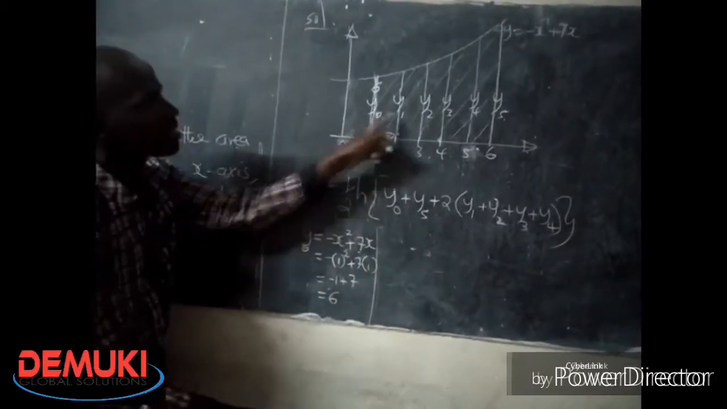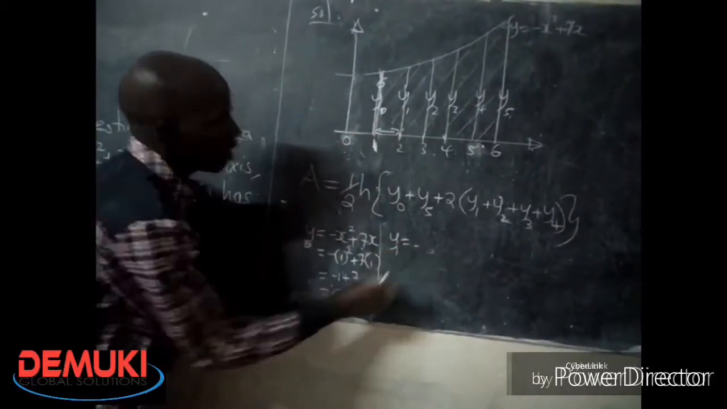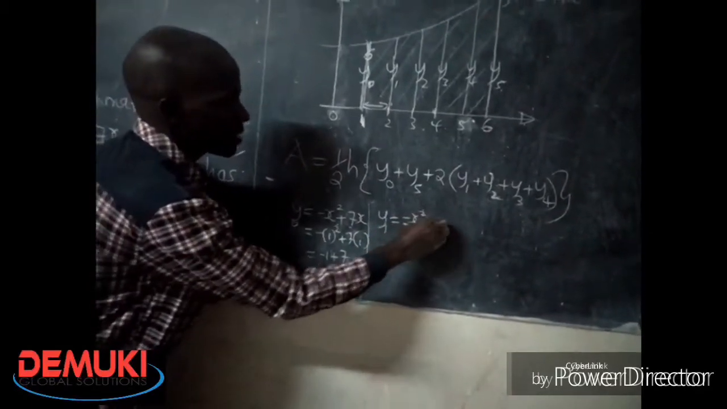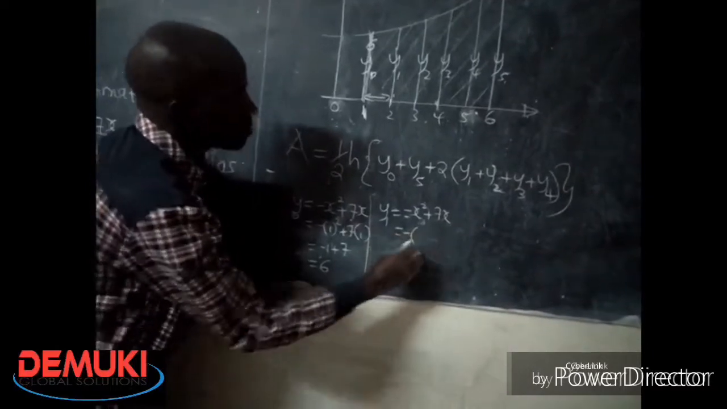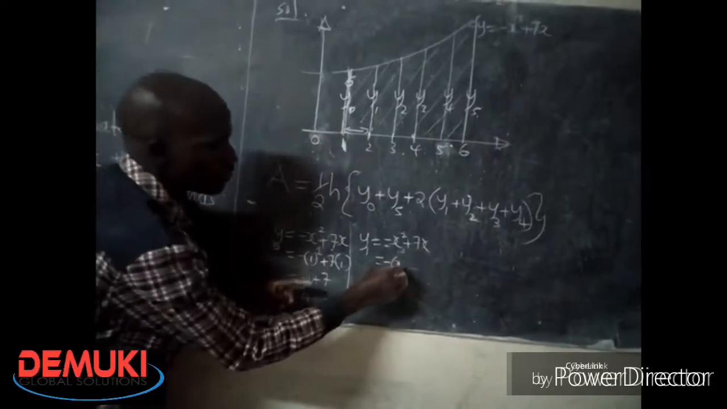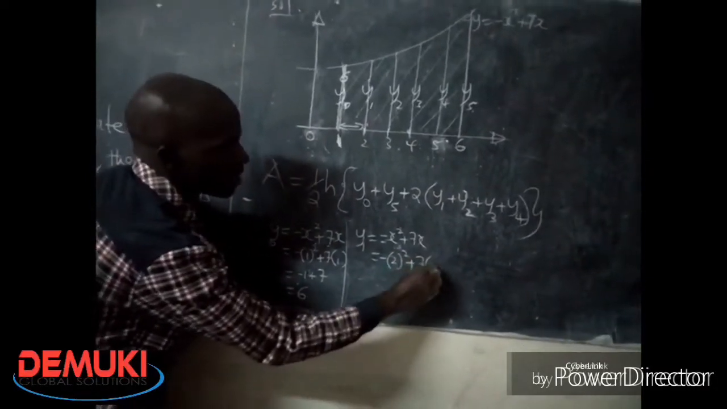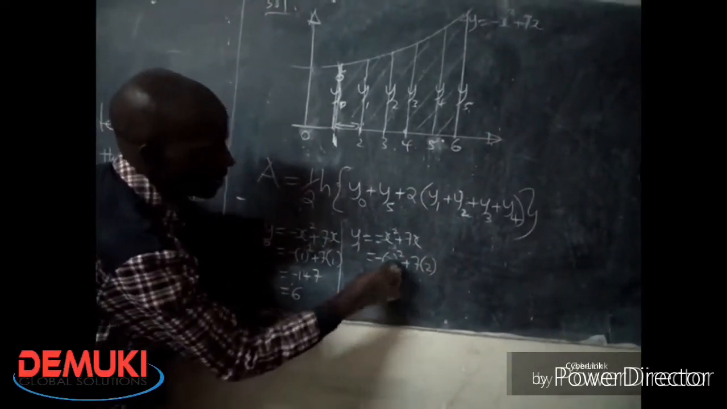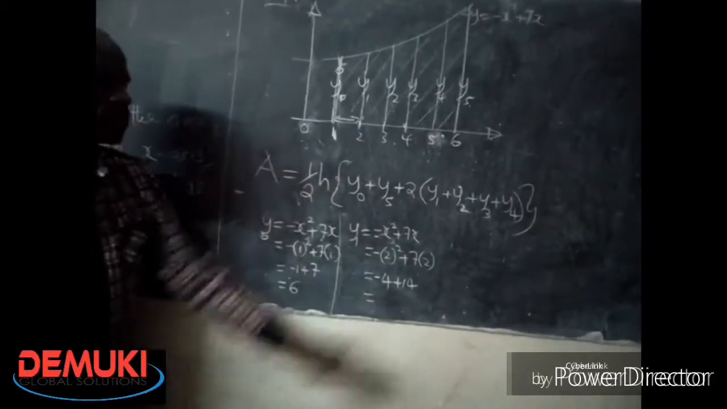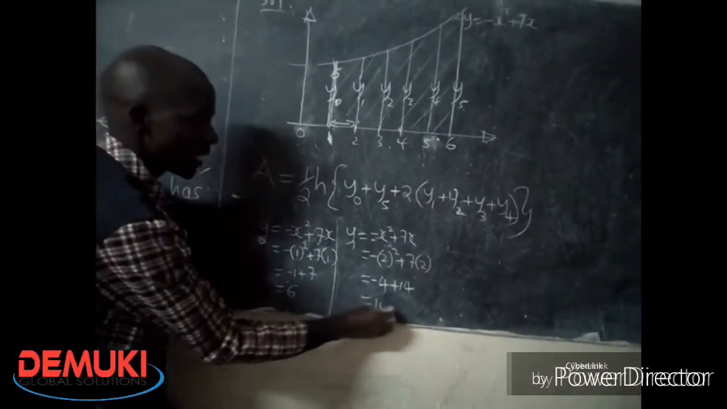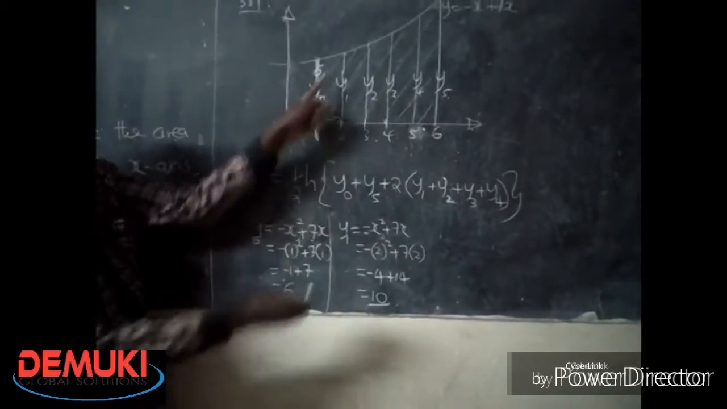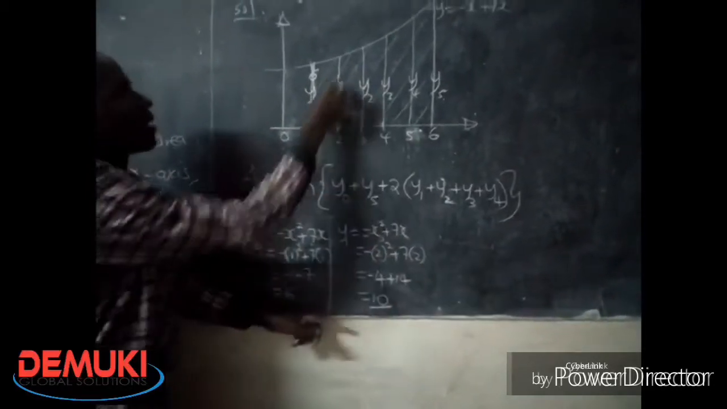The second one is y1. The formula is negative x squared plus 7x. So what is my x? 2. So I have negative 2 squared plus 7 into 2. So negative 2 squared is negative 4 plus 14. Negative 4 plus 14 is 10, right? So this one will be 10.